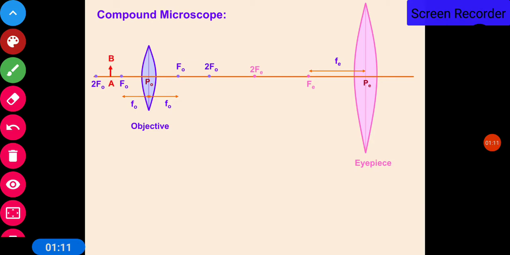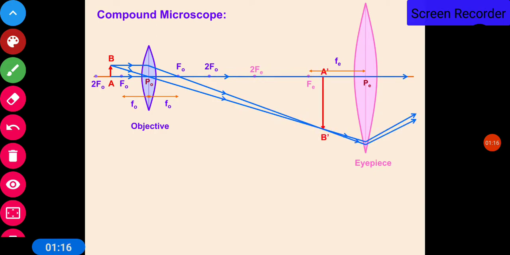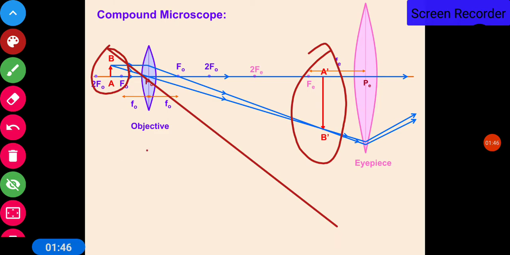Let AB be the object. Now to draw the ray diagram, we take two rays: the ray which is parallel to the axis passes through the focus after refraction, and the ray which passes through the optical center goes straight. Both the rays meet at point B dash. So B dash is the image of point B, and A dash B dash is the image of the object AB formed by the objective.